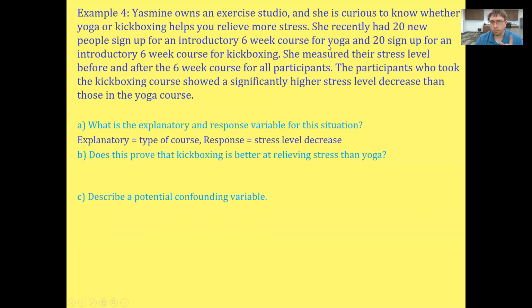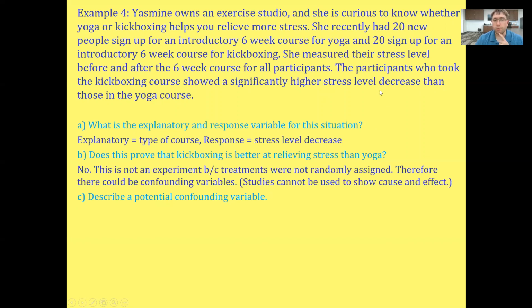Does this actual example here prove that kickboxing is better at relieving stress than yoga? And the answer to that is no, because we have to remember, in order for an experiment to be valid, in order to actually show causation between something of an explanatory type and causing its response, in order for A to make B happen, we would have to be randomly assigning treatments to people. So because she allowed people to kind of self-select which course they were going to take as they walked into this place, then she took the opportunity away to randomly assign their treatments. Therefore, she went from doing an experiment to just an observational study.